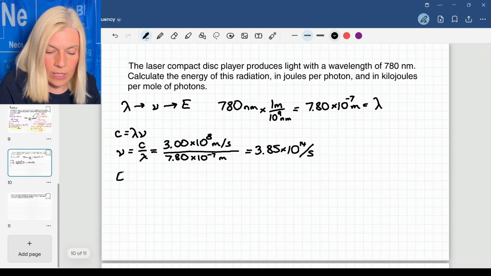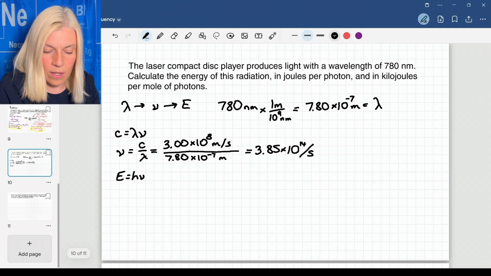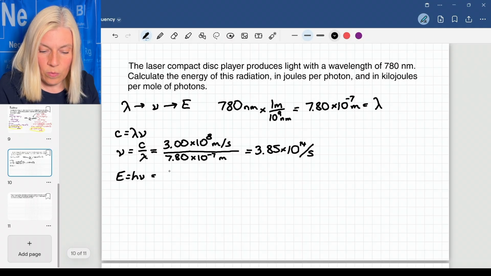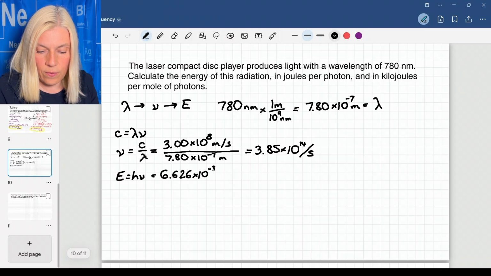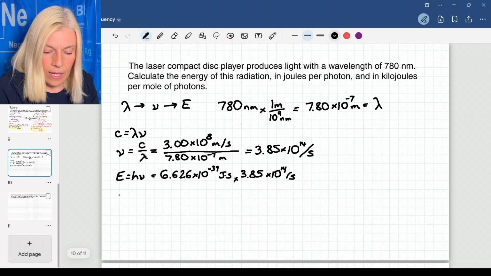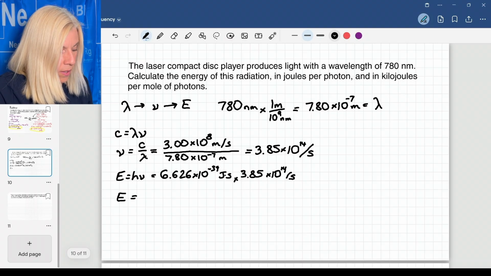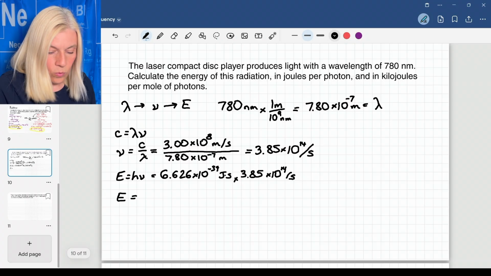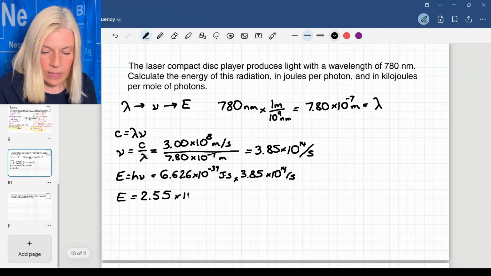And then energy equals h nu, Planck's constant times frequency, which we will then do 6.626 times 10 to the negative 34 joule times seconds times 3.85 times 10 to the 14 per second. And then energy is, you plug this all in, 2.55 times 10 to the negative 19, and this is joules per photon.